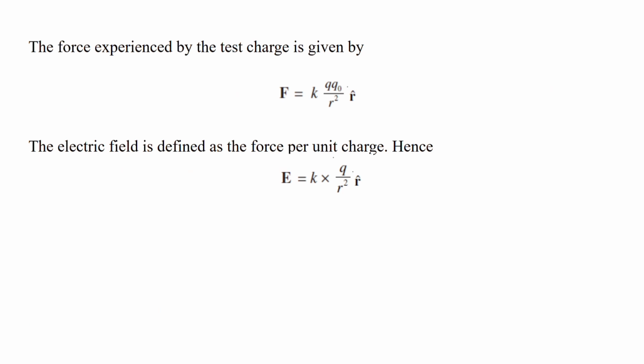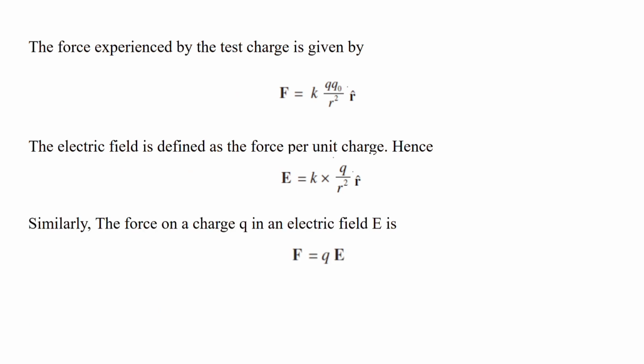So now we know the force. What was the electric field? It is defined as force per unit charge, hence E is equal to k Q by r square, r hat, with the unit vector r hat denoting the same direction. Similarly, the force on a charge Q in an electric field E can be denoted as F is equal to QE. These are just the mathematics which will be required while solving the problems. To get more clarity, I have added everything in the same slide.